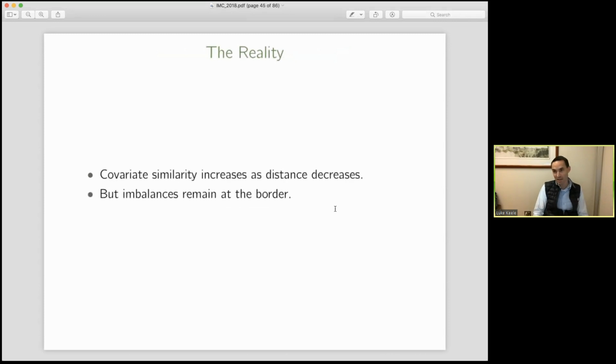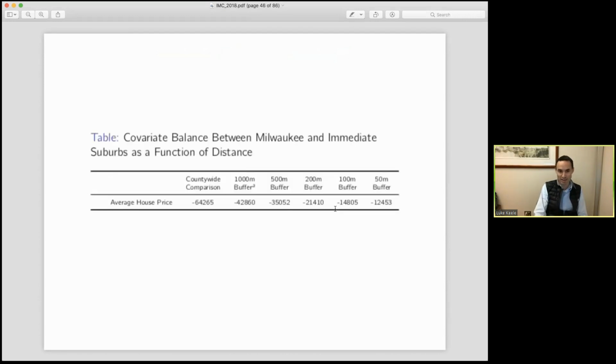However, what tends to be the case is it's not there. When you get right down to that border, the effects are not zero. To give you an example, this is one where we looked at a ballot initiative in Milwaukee versus people in the Milwaukee suburbs. They have ballot initiatives in Milwaukee, they don't in the suburbs. The idea is that people who live along the city border between Milwaukee and the suburbs should be similar.